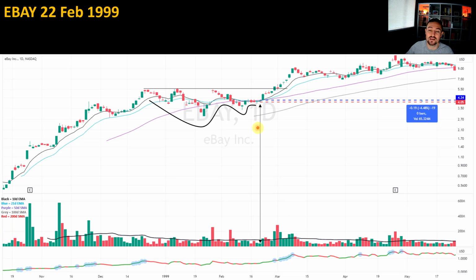This is where the volume dries up. This is where supply stops coming to market. So the expectation is price should move very quickly through this level. So the entry is not up here at the high of the base. It'd be very difficult to get a really nice tight stop there. The entry is down here.